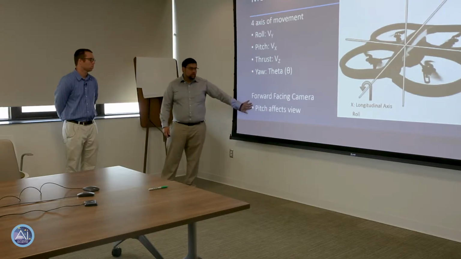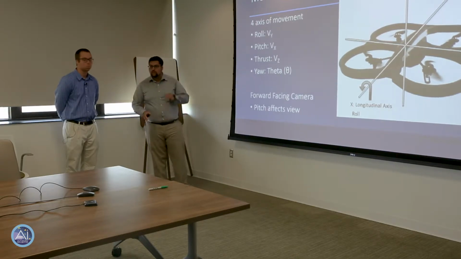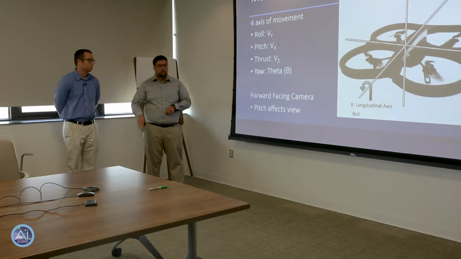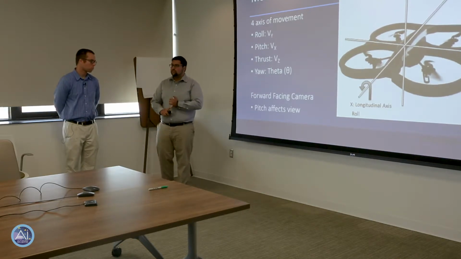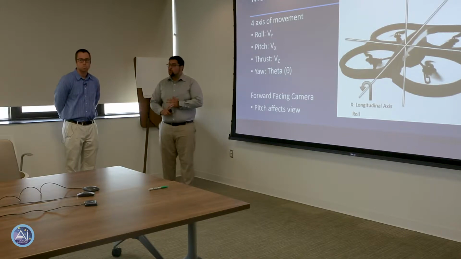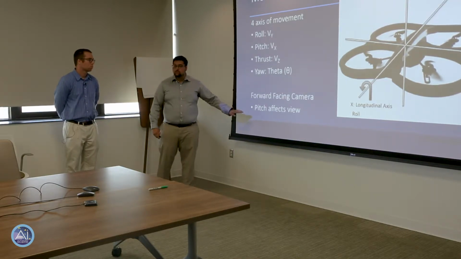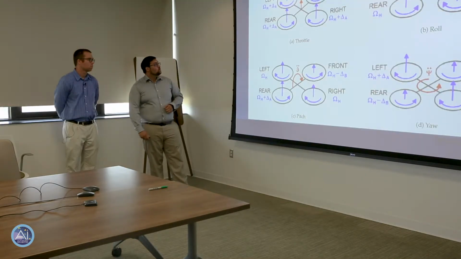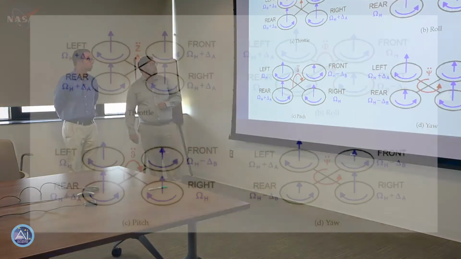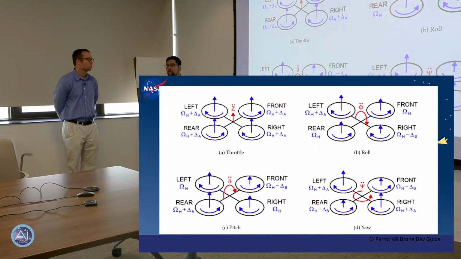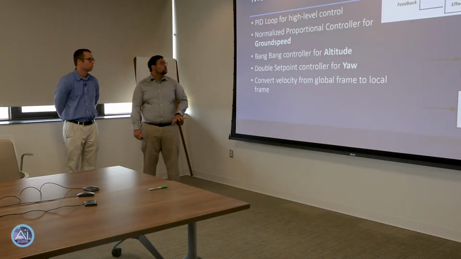Another thing that I mentioned earlier, for the forward-facing camera, your pitch affects your field of view because the camera's on the front of the drone. So you have to make sure your pitch is as stable as possible and your drone is as stable as possible in order to receive the best video. So that we actually had to tune quite a bit. And just some diagrams of the different kind of flight characteristics and motor characteristics for different movement. Something that was really helpful to understand while designing our own controllers.